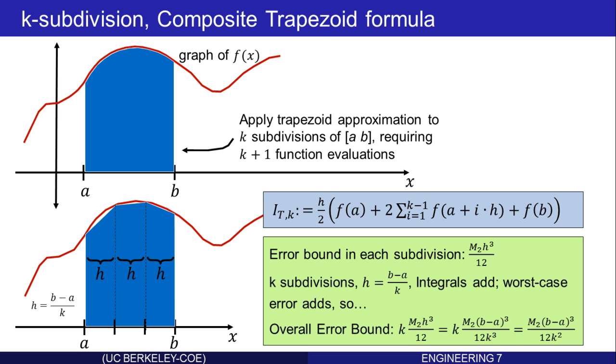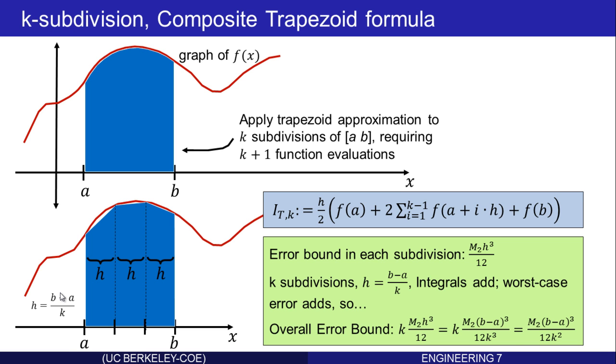And what we end up with is M2 (b minus a) cubed over 12 times k squared. For k equal 1, this was the bound for the original trapezoid rule, 1 subdivision. For k equals 2, this was the bound for 2 subdivisions, and 3, and here it is in general for k subdivisions.